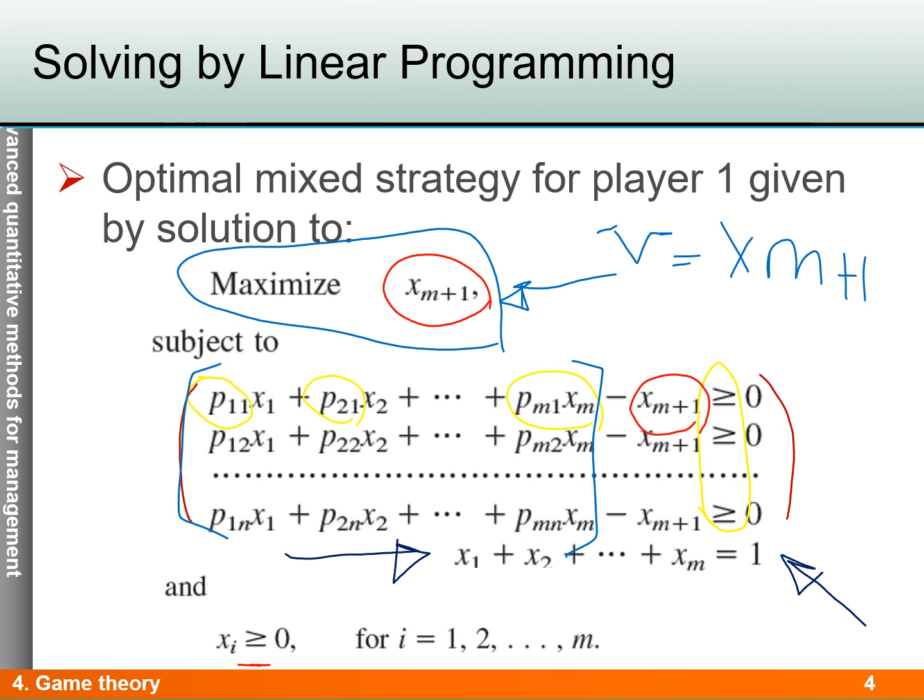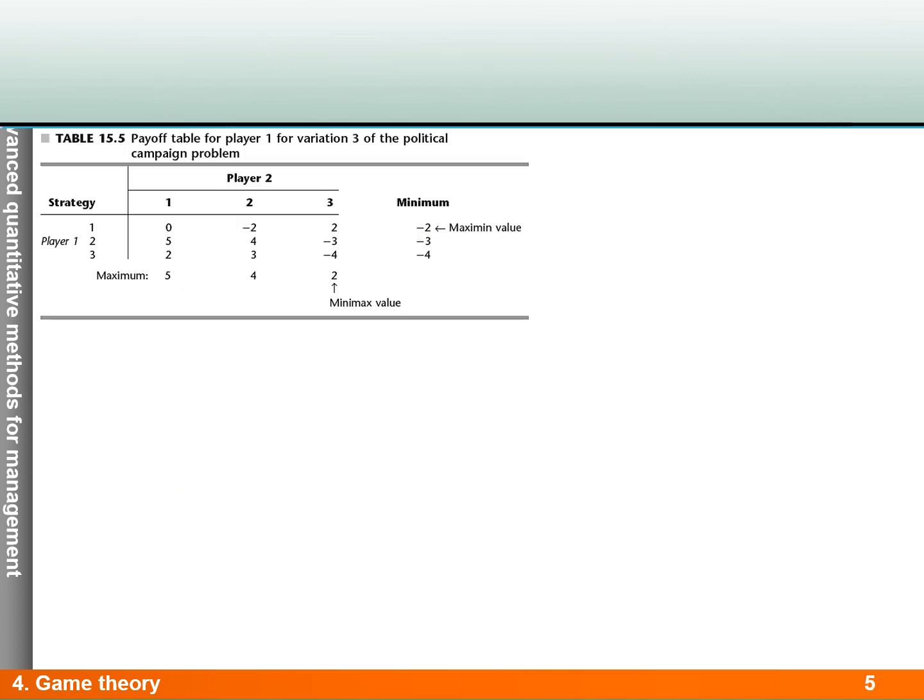If we move them to the left hand side of the inequality, they are greater than or equal to 0. These constraints minus the value of the game are greater than or equal to 0. So to formulate one payoff table based on linear programming, you should follow this approach. In the next slide, we review one example.